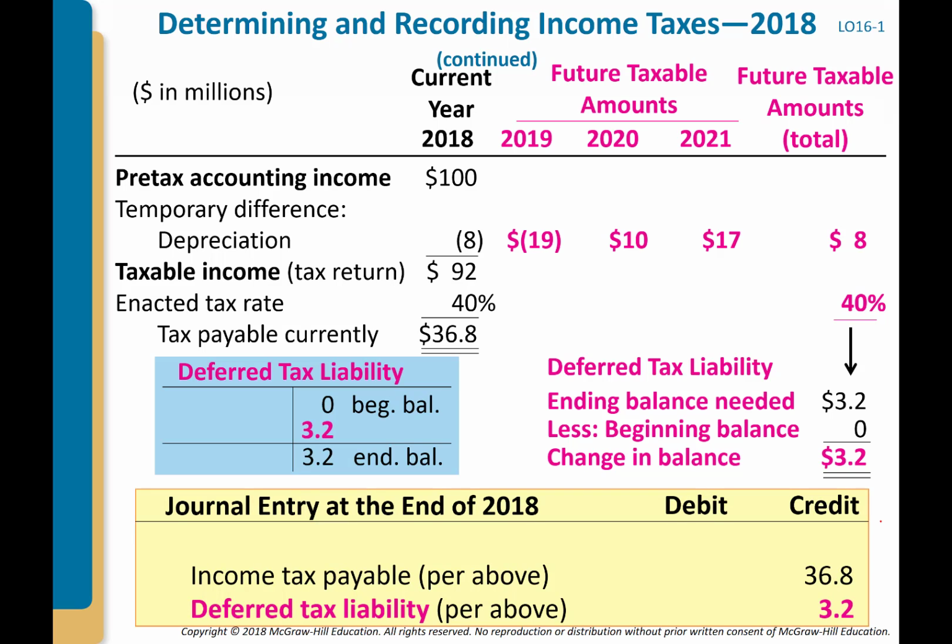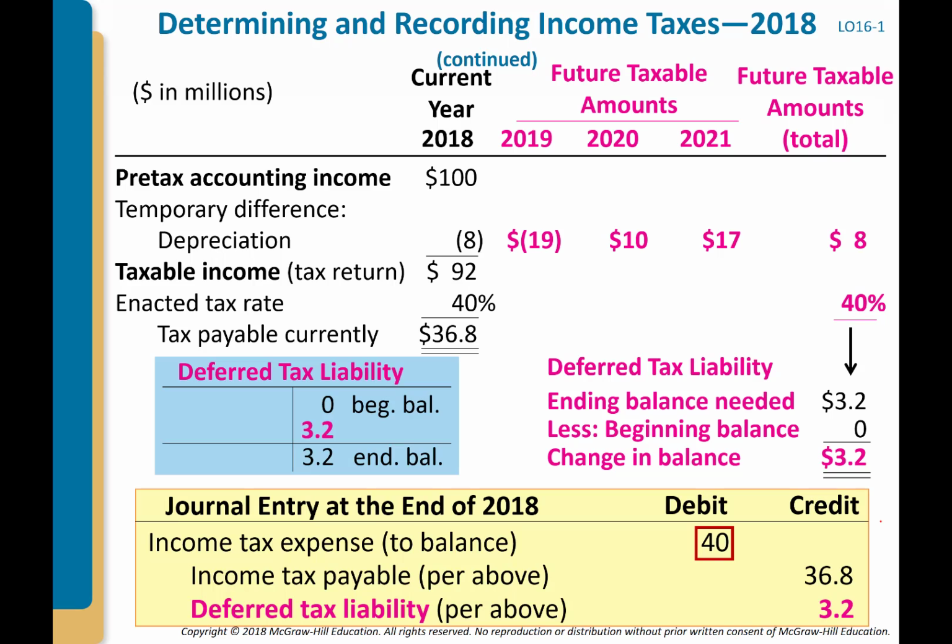I go ahead and I have my income tax payable, which is the 92: the 100 book, minus the additional depreciation, brings my taxable income down to 92. That gives me 36.8 for my payable. And then as we've said, we simply take the sum of the two. Again, we could have taken 100,000 times 40%, but we're not always going to know what our taxable income is when we look at these, right? Okay, so that's year 1.